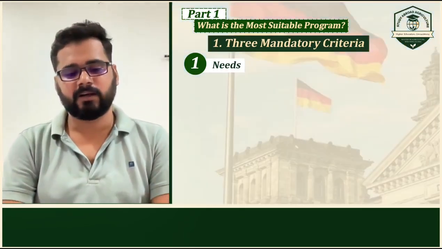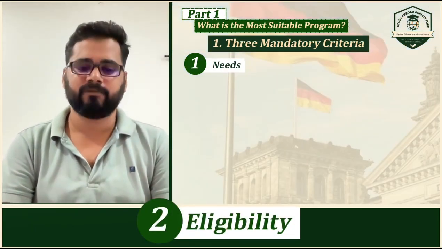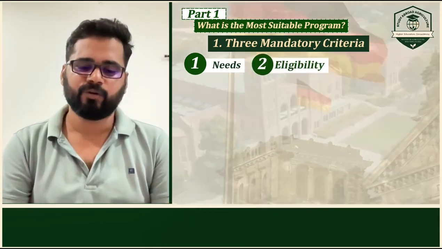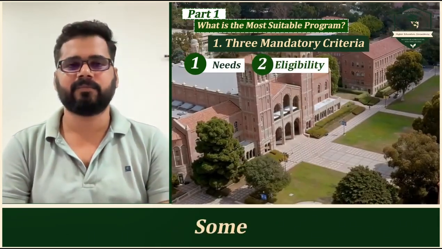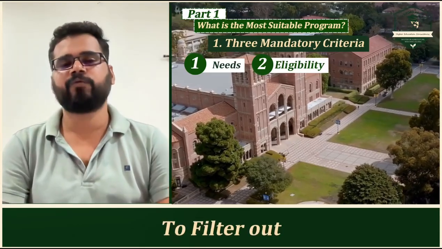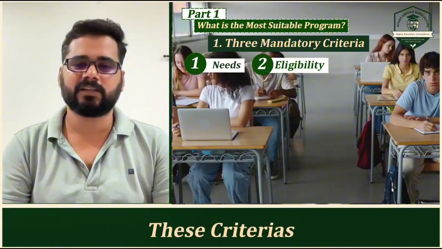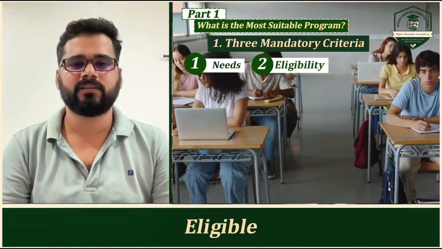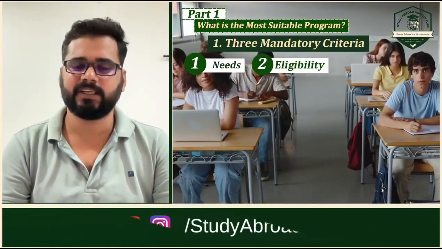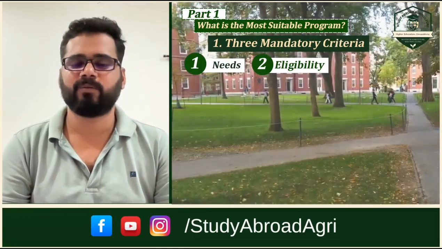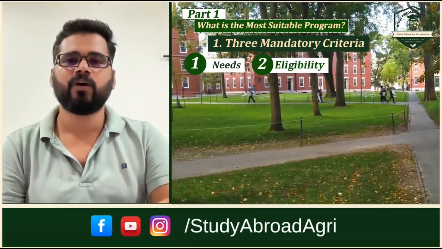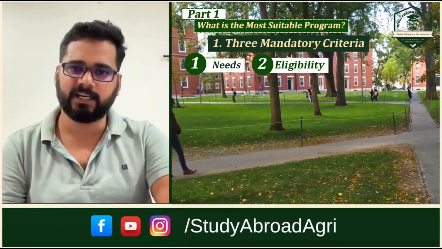The second thing is that we must be eligible for that program. Universities always have certain criteria to filter out candidates. We must fulfill these criteria to be eligible, and this is the second condition for the most suitable program. We must be eligible for the program we are selecting.